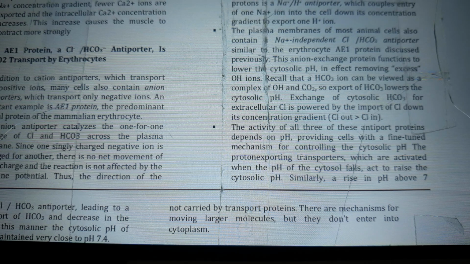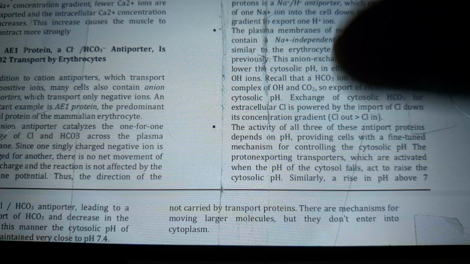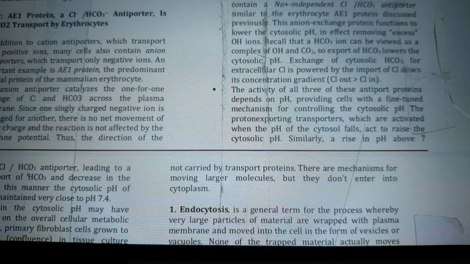reduces the hydrogen concentration. Also important in removing excess protons is a sodium hydrogen antiporter, which couples entry of one sodium ion into the cell down its concentration gradient to export one hydrogen ion. The plasma membranes of most animal cells contain a sodium-dependent chloride bicarbonate antiporter similar to the erythrocyte AE1 protein discussed previously.